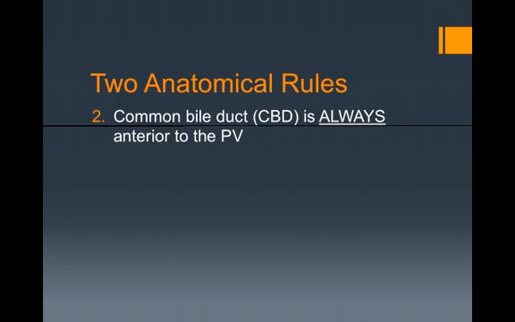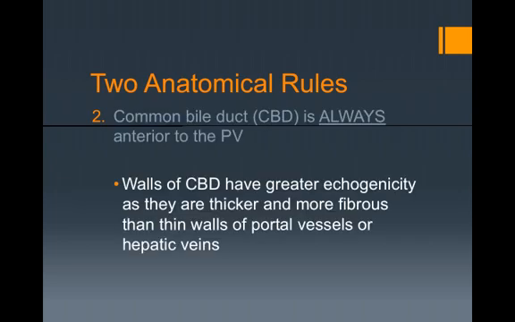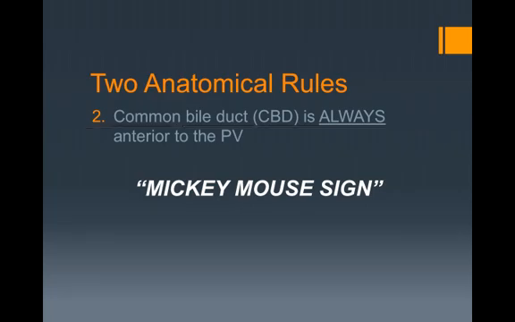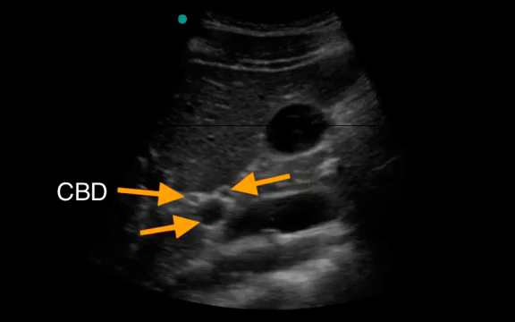If one experiences difficulty distinguishing the common bile duct from the hepatic artery, note that ducts tend to have brighter, more echogenic walls than either arteries or veins, as their walls are thicker and more fibrous. As can be seen on this ultrasound image, the triad of the common bile duct, hepatic artery, and the portal vein form the easily recognizable Mickey Mouse sign.